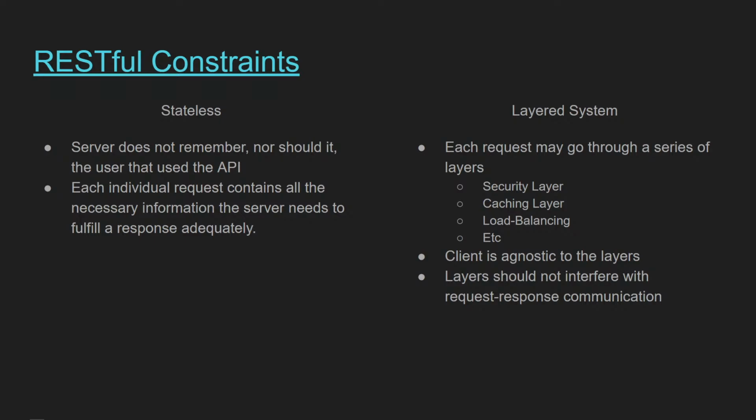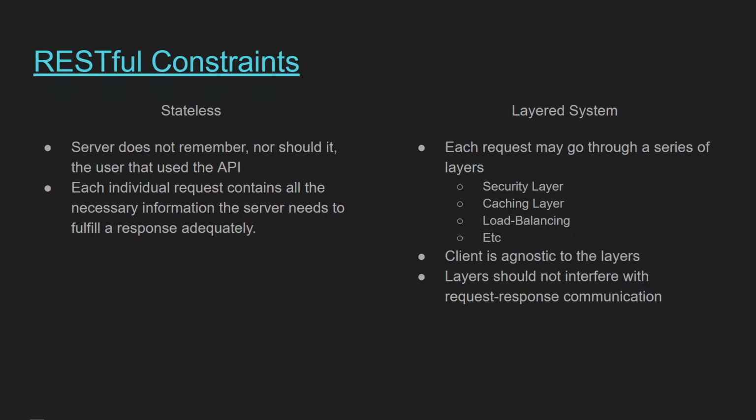And we have a layered system. Each request may go through a series of layers. You can have a security layer, like maybe a firewall, or some kind of authentication, stuff like that. You can have a caching layer. Let's say it's a resource that is asked for a lot. Well, maybe use something like memcached or some kind of caching system. So instead of having to look up the resource, because that could be kind of expensive, we'll pull it from cache and send it back, because this is a resource that is asked for a lot. So you could do something like that.